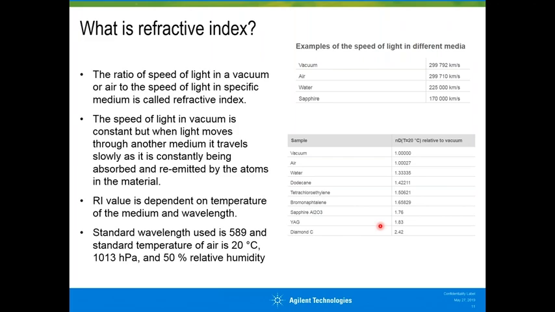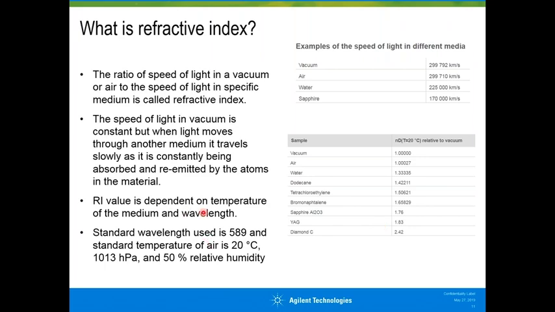Every material with which light interacts has a refractive index. This constant dimensionless number describes how fast light will move through a specific medium in relation to how fast it moves through a reference medium. The reference medium could normally be air or vacuum, and the other medium is normally a solution. It could be an organic solvent, it could be water, it could be your sample dissolved in the organic solvent or water.